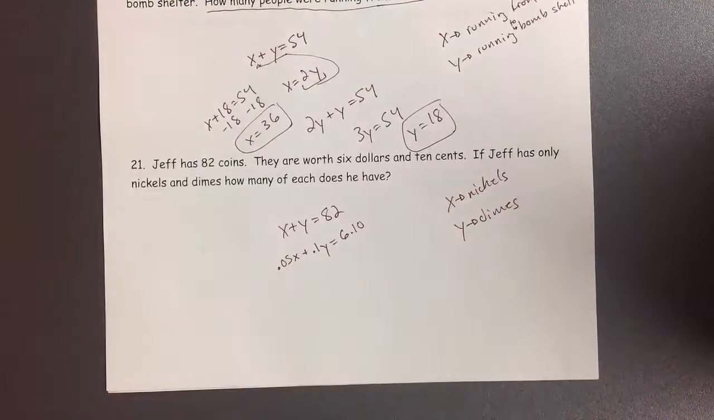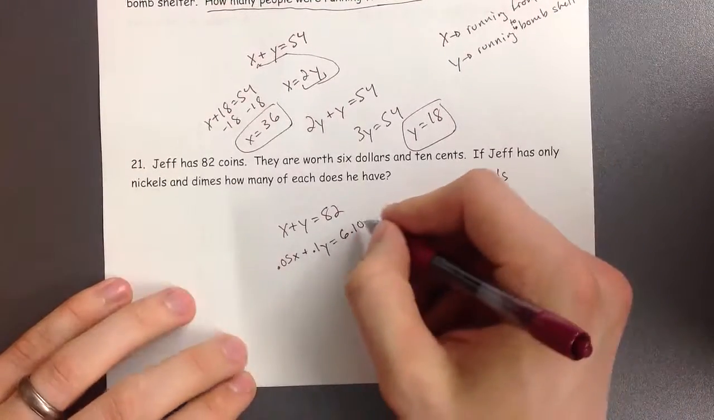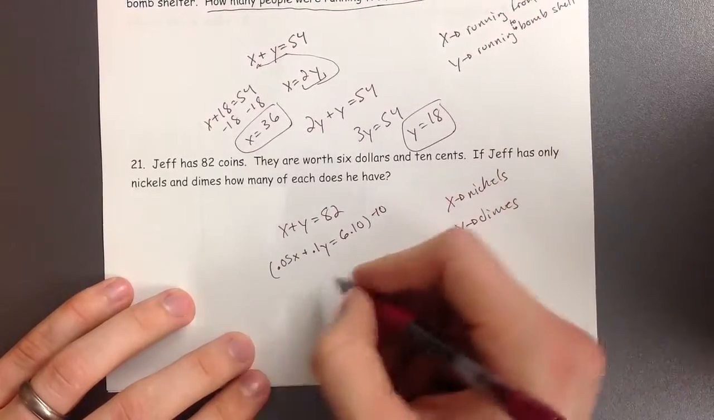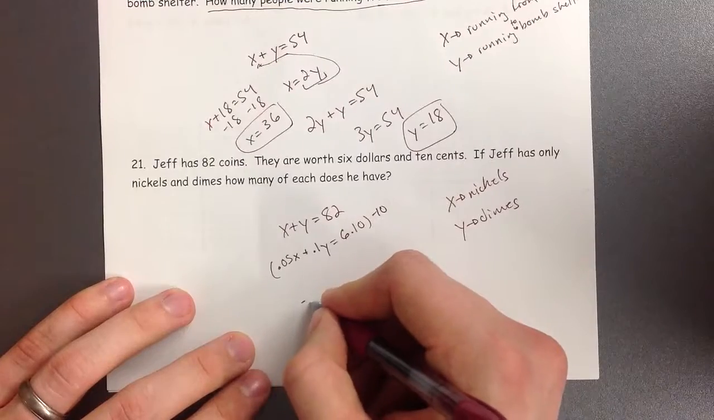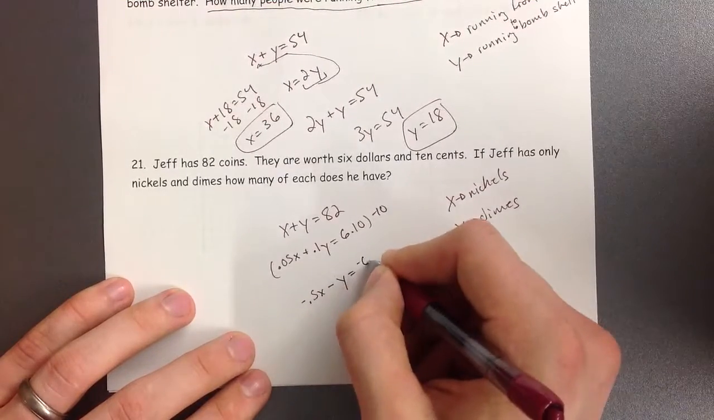Now here, man, it gets a little rough if you use substitution because you've got all these decimals. And elimination is hard to figure out, but I'm going to use elimination. I'm going to multiply the bottom equation by negative 10. And what that does is it's going to line up my y's. They'll both be equal to 1. So I'll have negative 0.5x minus 1y is equal to negative 61.